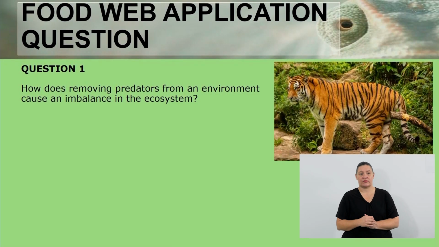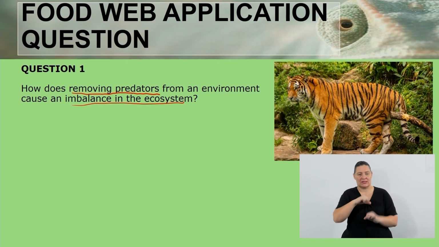Welcome back. Now we are going to start with our application questions. So the first question that we have here says, how does removing predators from an environment cause an imbalance in the ecosystem? Now, if you remember that we said that we have producers, we have consumers which eat the producers, and then we have the predators which eat the consumers. So now, if we remove the predators, what will then happen?